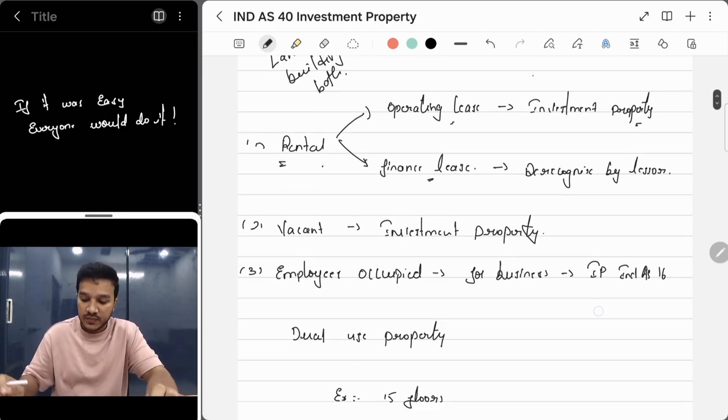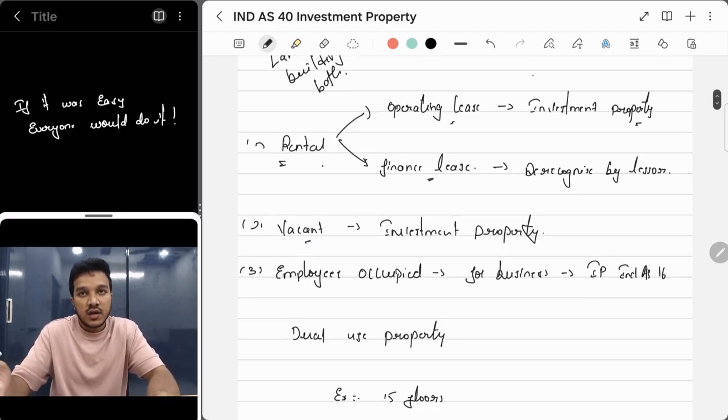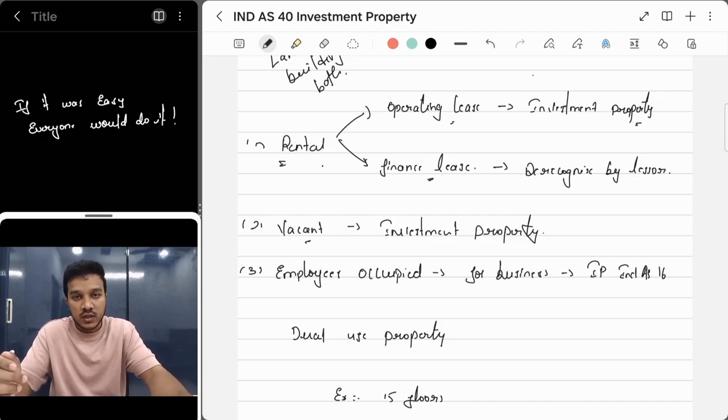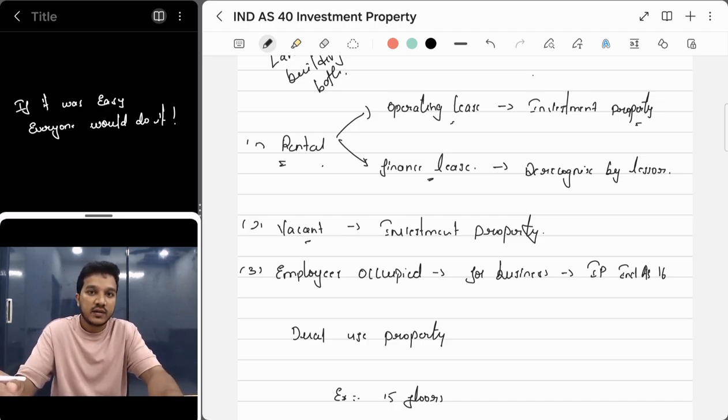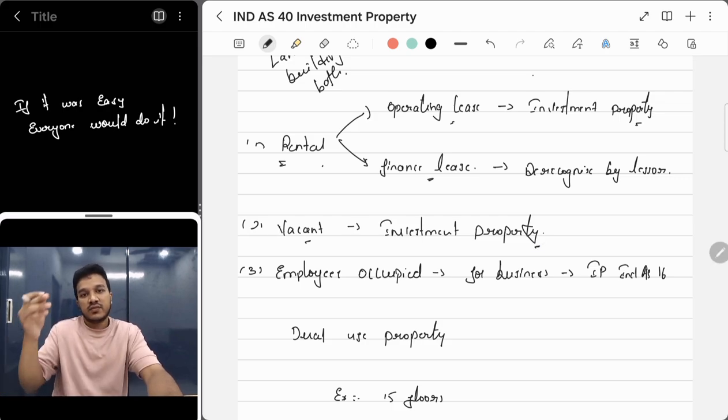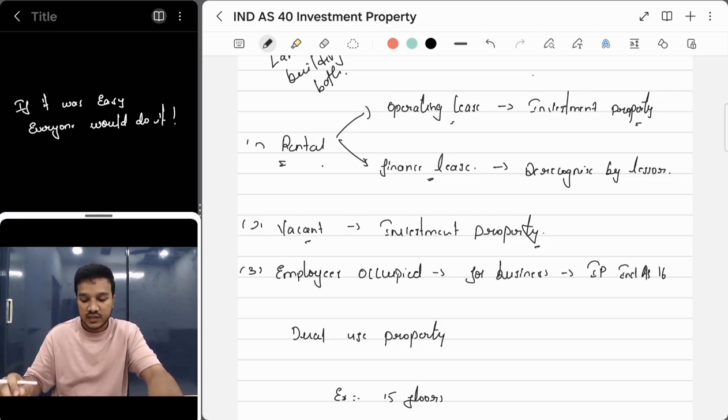Ind-AS 40 standard will be applicable. Okay, now the second case is, I've purchased a property, I'm not using it for business, and I've not given that on rental basis also. So in that case, that land or building is vacant. Even in that case it will be treated as investment property. Even if the building is vacant, its capital appreciation is happening, each and every day the value of that building is increasing, so it will become an investment property under standard Ind-AS 40.